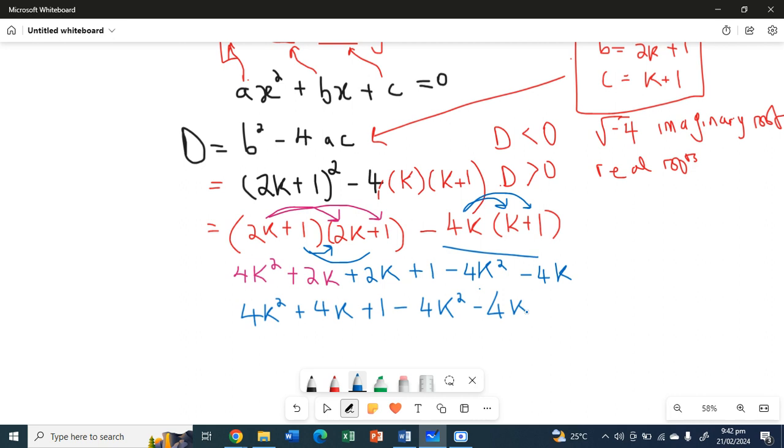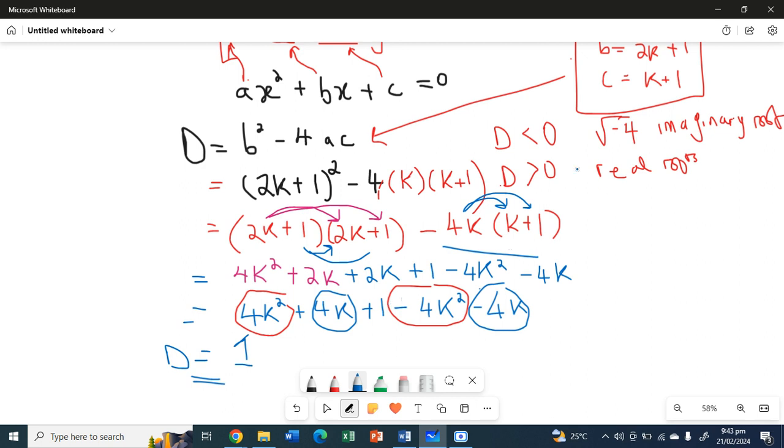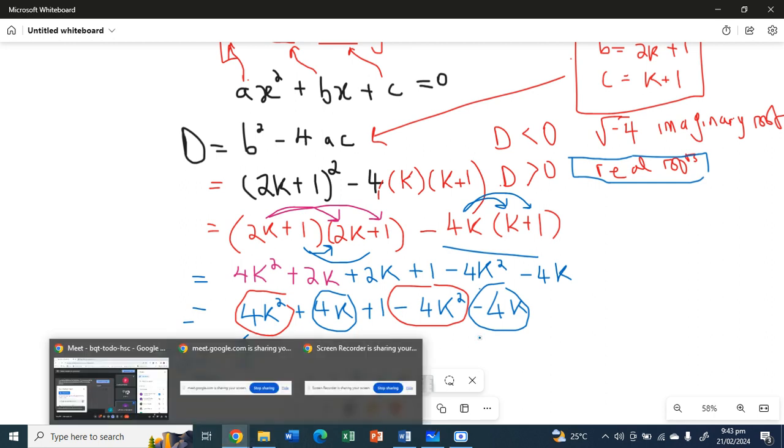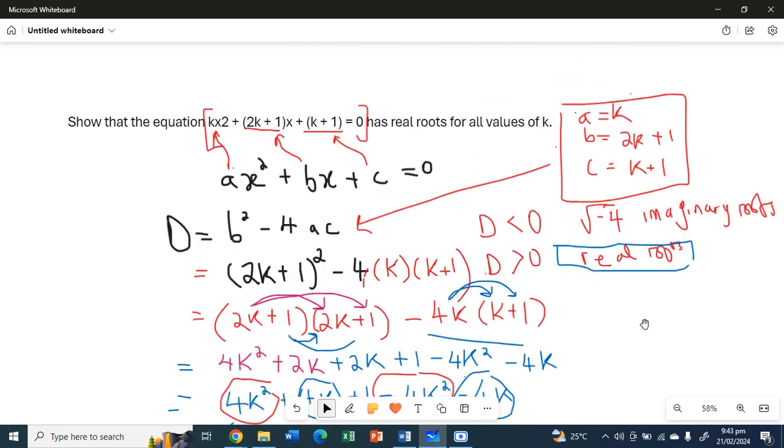So we arrange like terms together. 4k squared minus 4k squared is 0. 4k minus 4k is 0. So our discriminant D equals 1. And if your discriminant is greater than 0, then you have real roots. So it has real roots for all values of k.